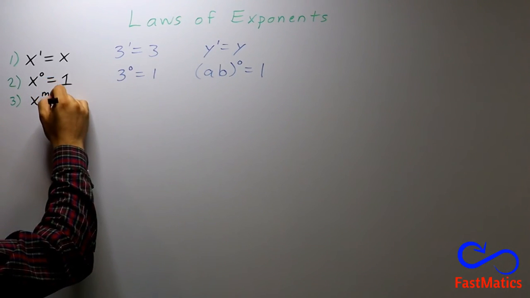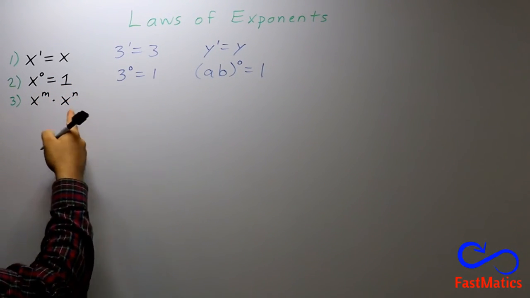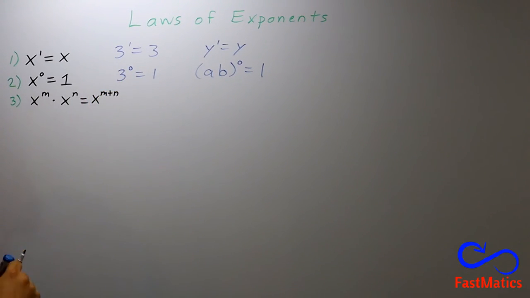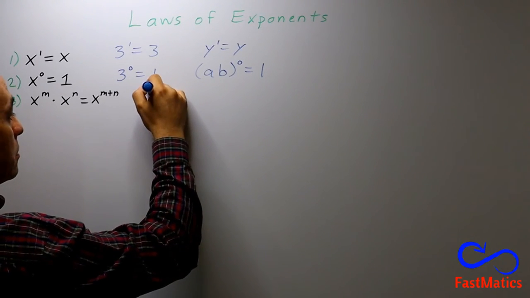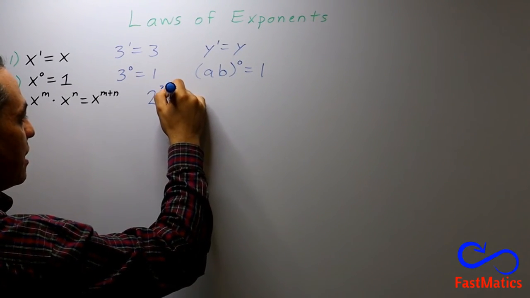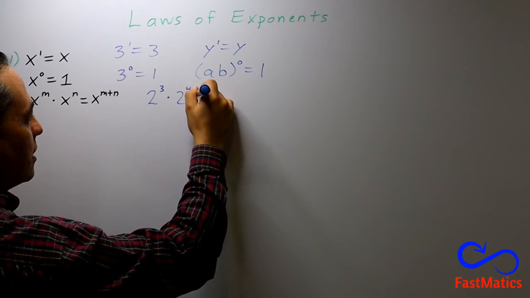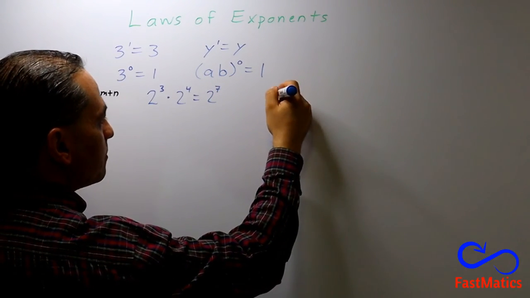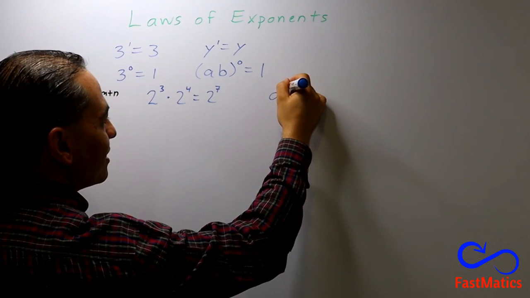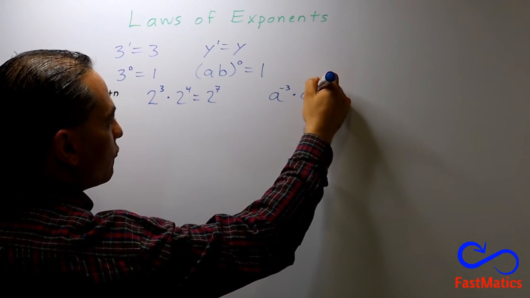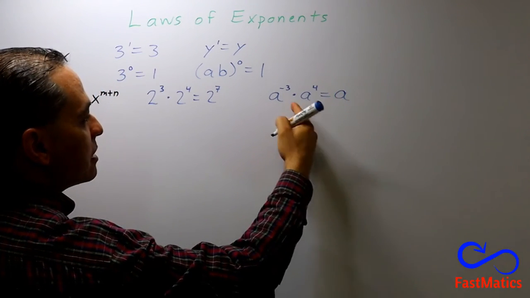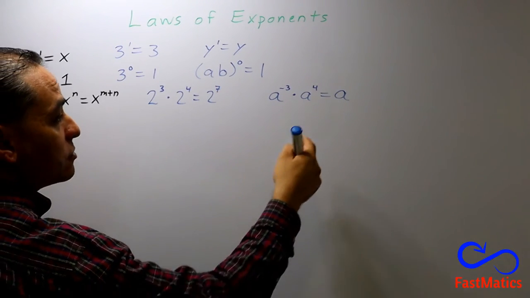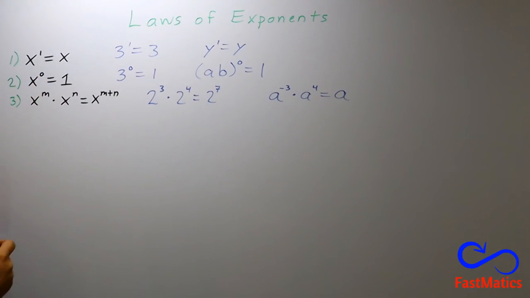If we multiply the same bases with different exponents, we have to add exponents. For instance, 2 to the power of 3 times 2 to the power of 4 equals 2 to the power of 3 plus 4, 7. Another example, a to the power of negative 3 times a to the power of 4 equals a, because negative 3 plus 4 is 1. And remember that we are not going to write the 1. It is like that in algebra.